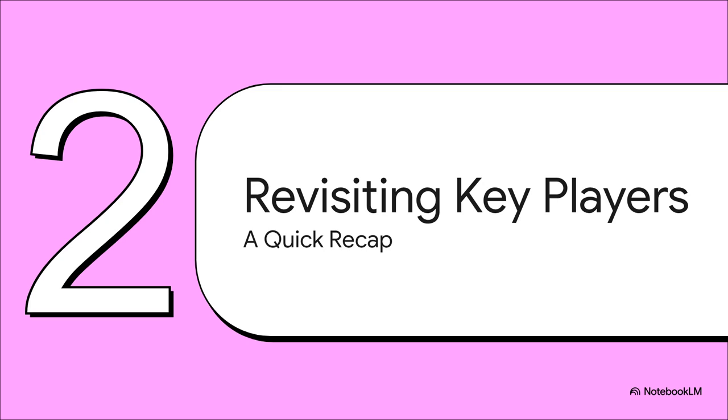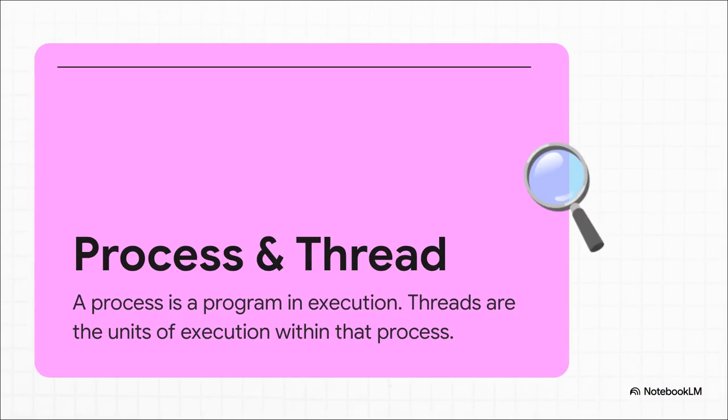Before we see it spring to life, let's do a super fast roll call of the key players we'll see in action. This is just a quick refresher on the concepts that make this whole thing work. First up, our citizens, the processes. A process is just a program that's actually running. But each citizen isn't just one single entity. They've got threads. Think of threads as the citizen's hands. They can work on multiple small tasks at the same time, all contributing to the same larger goal.